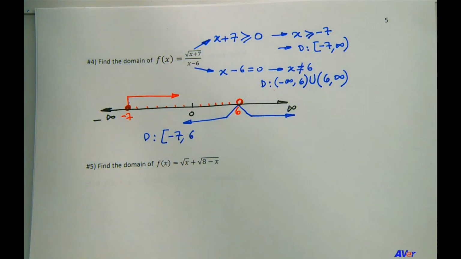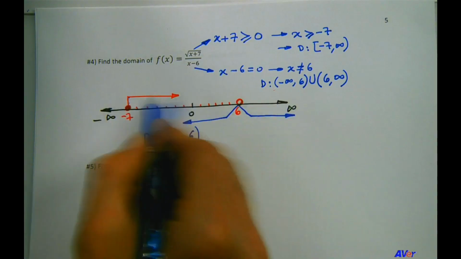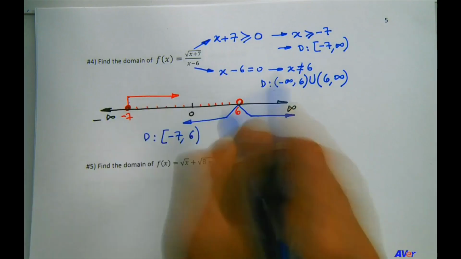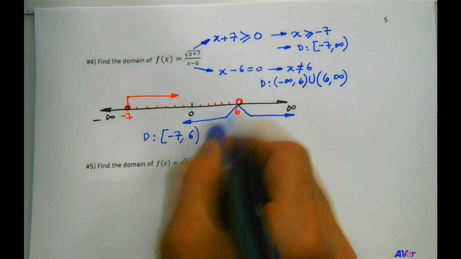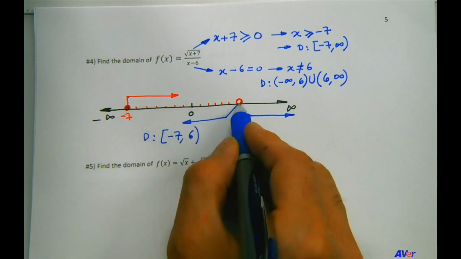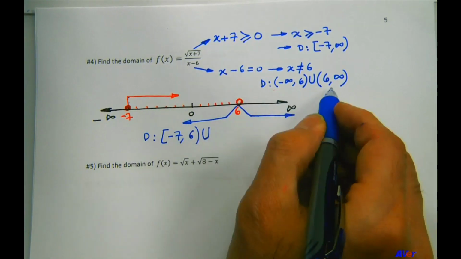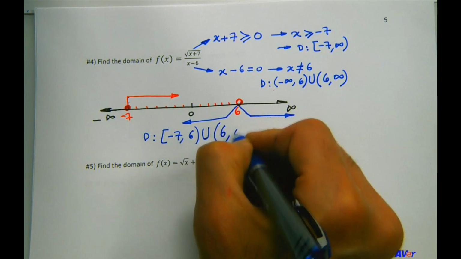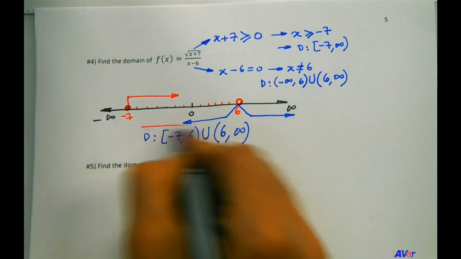Parenthesis or bracket? It should be parenthesis, right? Because even though this one accepts 6, this domain has no problem with the number 6, but this one does. This one excludes it. So the overlapping piece is that we take from negative 7 all the way to 6, and then union, this continues to positive infinity, right? So is this one. So then parenthesis 6 again, comma, infinity, parenthesis. Okay, so that's the overlapping piece.